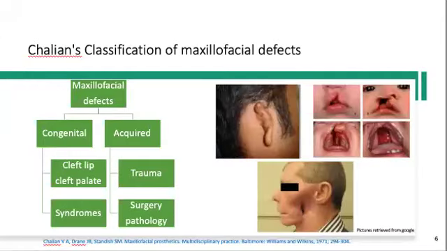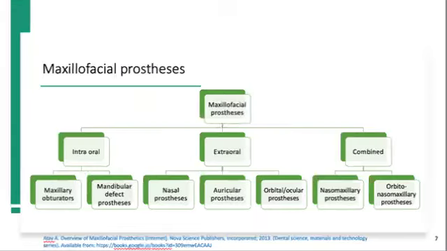According to Chalian's classification of maxillofacial prosthesis, he classified the maxillofacial defects into congenital and acquired defects. Congenital defects such as cleft lip and cleft palate and other syndromes and developmental diseases, while acquired defects such as trauma, surgery, and pathology, such as tumors or neoplasms. We're done with the maxillofacial defects classification.